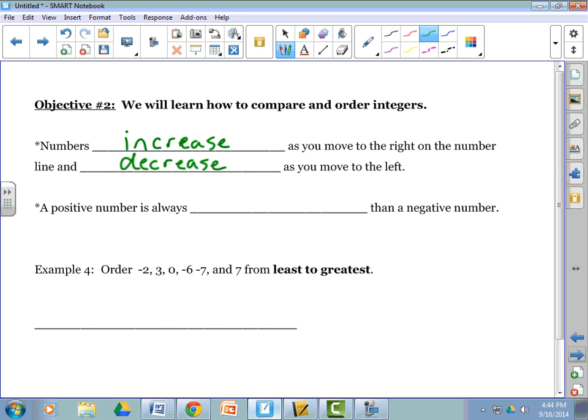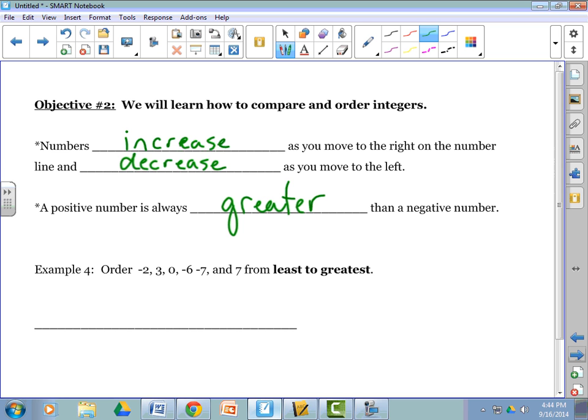All right, the last little note here: a positive number is always blank a negative number. So if you're comparing two numbers, one positive and one negative, it shouldn't be that difficult, since a positive number is always greater than a negative number. And I'm sure, I know you know that.